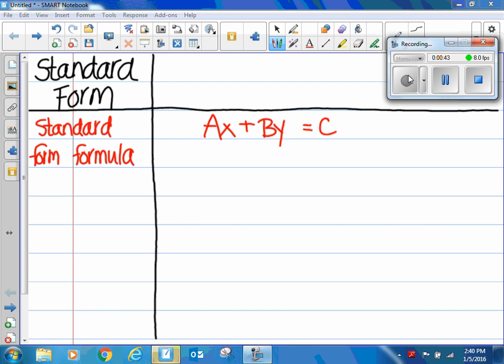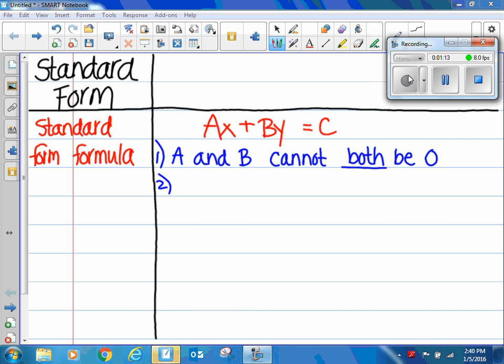So there's three rules that we have to talk about, which you are going to need to remember. Number one, a and b cannot both be 0. That means both. One can be 0, but both of them cannot be 0.